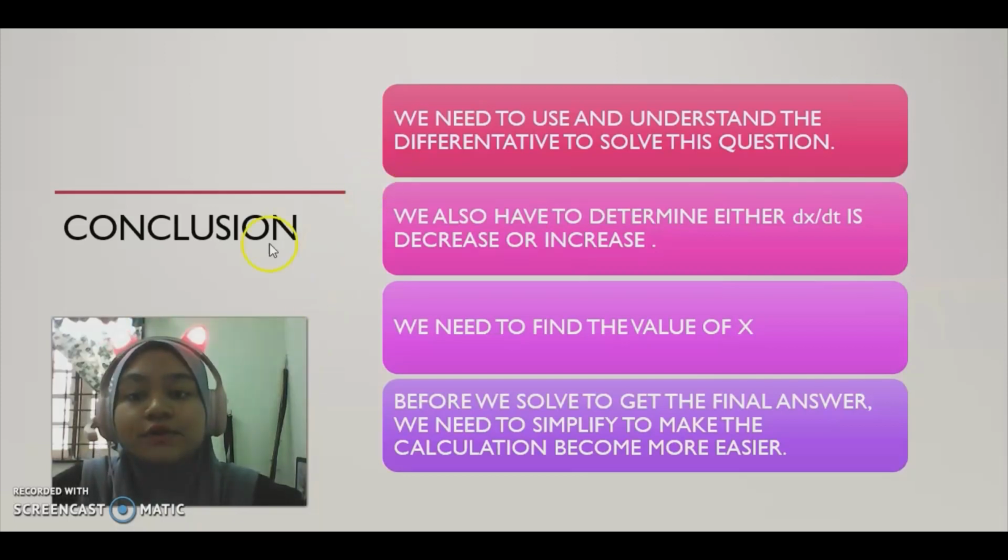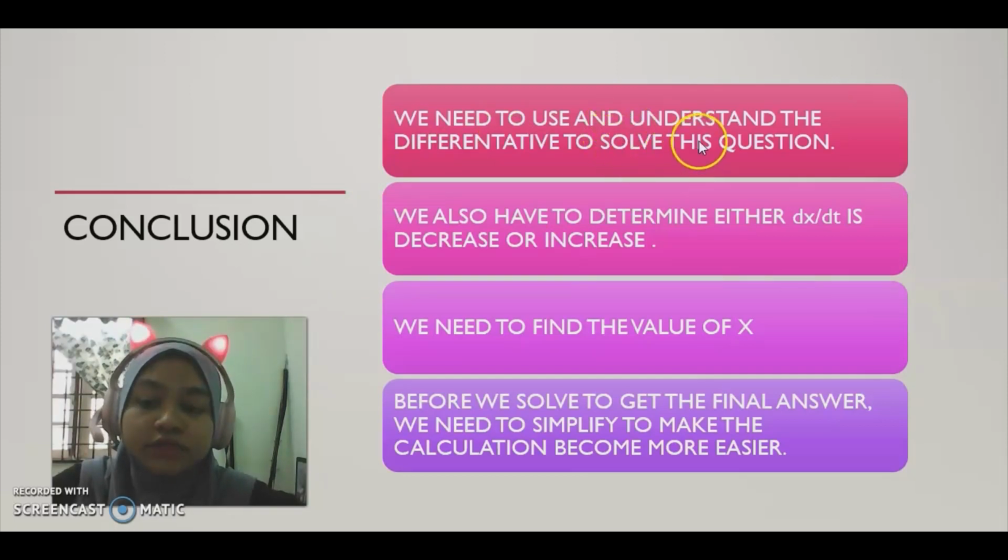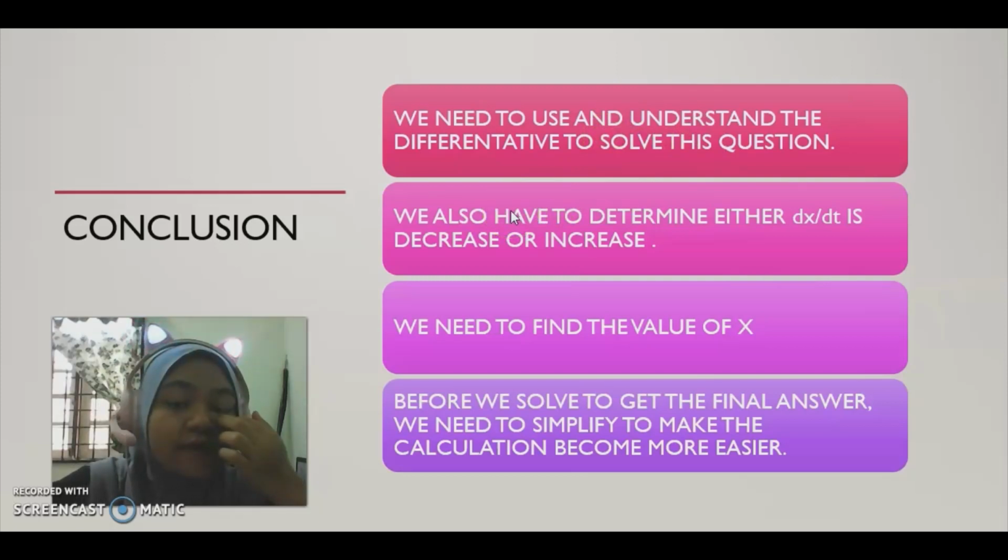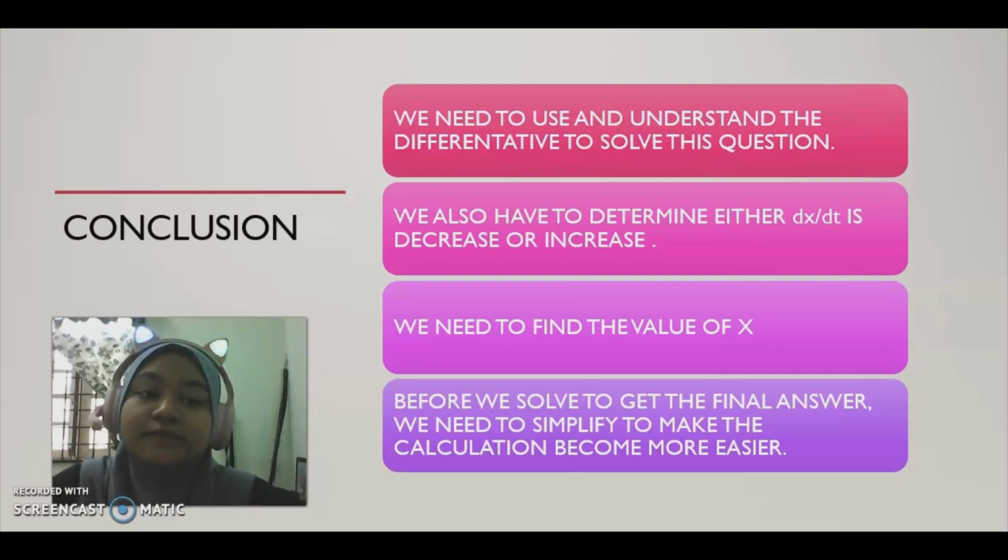Okay, so this is conclusion that have been made by my team and also me. So first conclusion, we need to use and understand the different tactics to solve this question. And second, we also have to determine either the quantity is decreased or increased. Third, we need to find the value of x. And the last important thing is, before we get the final answer, we need to simplify to make the calculation become easier.